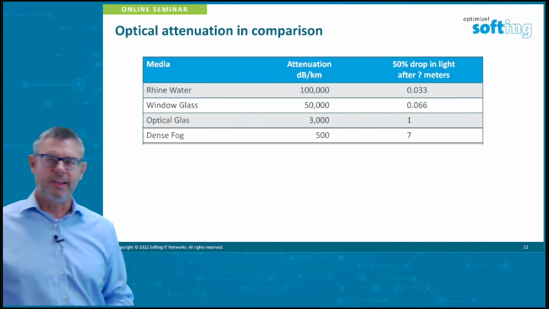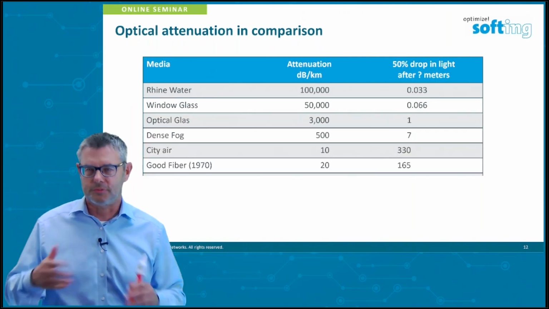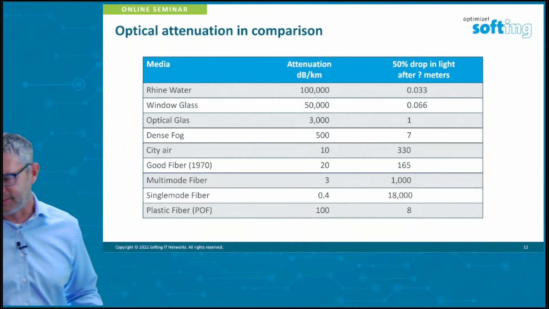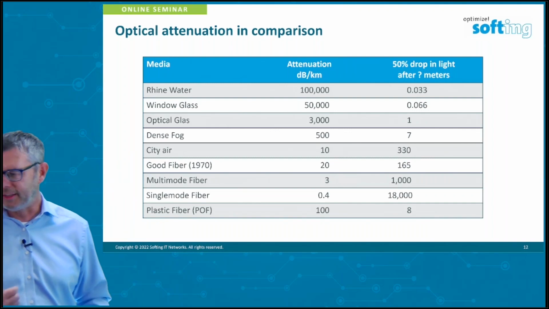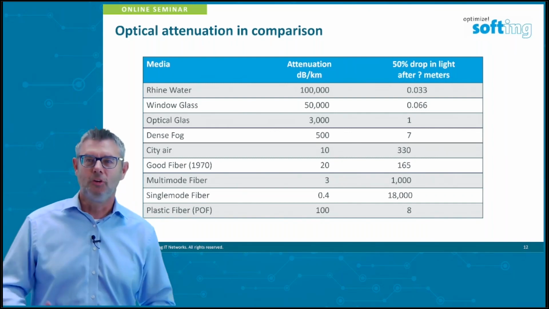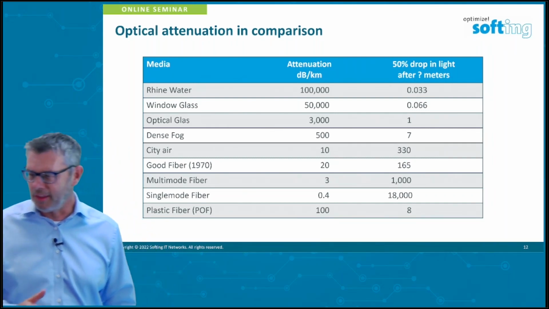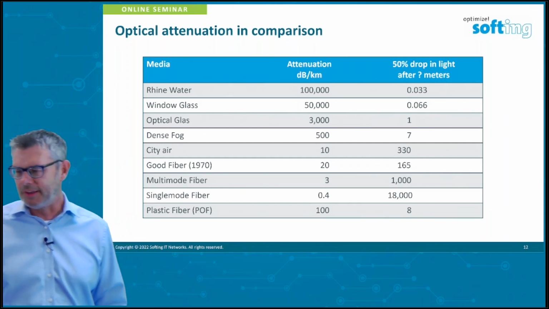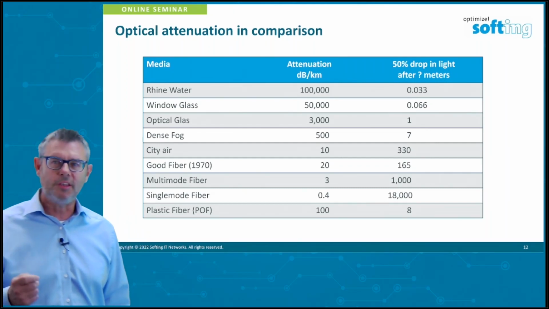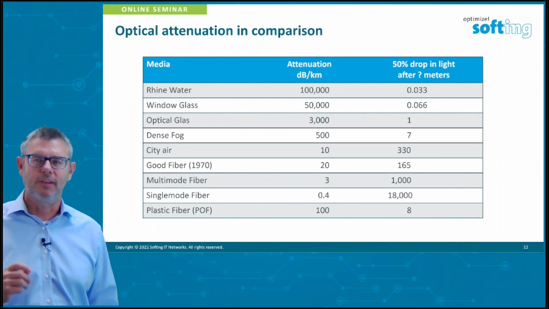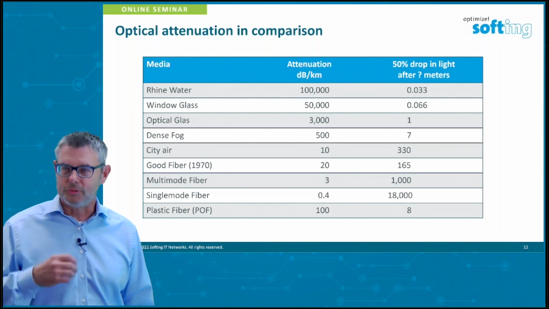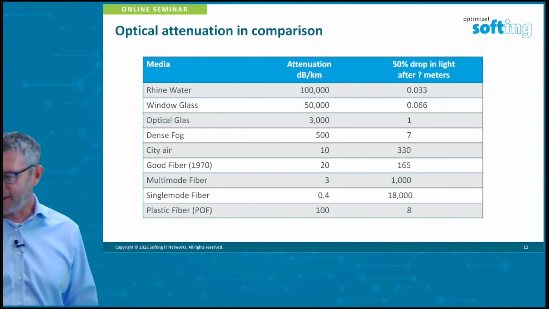So optical glass, typical glass used for glasses, has an attenuation of 3000 dB and so on, and you can go through the list: dense fog, city air. Who wants to transmit signals via city air? Good fiber, that was in the beginning of this fiber optic stuff in the 1970s, had about 20 dB per kilometer, and it was fantastic clean fiber, and everybody loved it. And we could really transmit data over fiber.